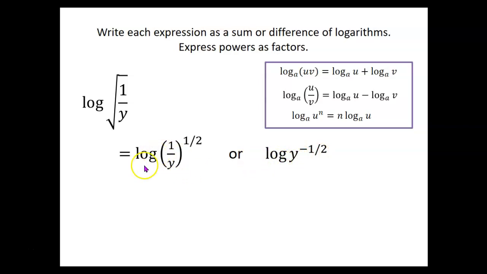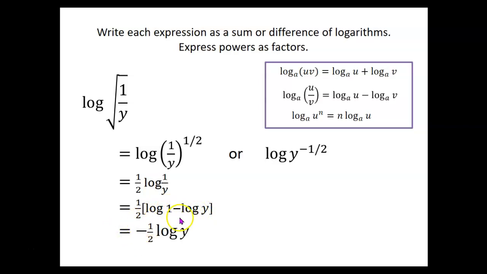But if we kept it like this, log of 1 over y to the 1/2 power, that third property says that that's equal to 1/2 times the log of 1 over y. And then for the log of 1 over y, we could break that up into the log of 1 minus the log of y by property 2. And then the log of 1 is 0. So 0 minus the log of y would just be negative log of y. And then 1/2 times negative log of y would be negative 1/2 log y.